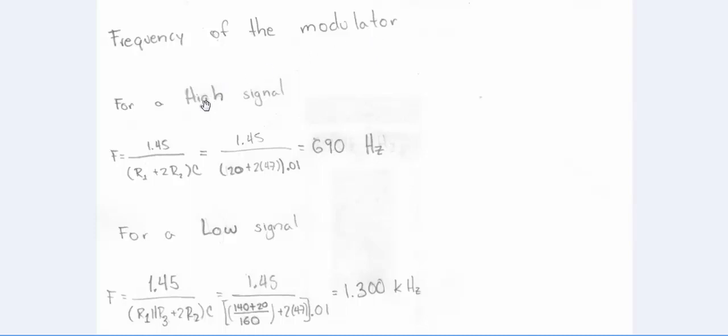The first case is when the signal is high. When it's high, it represents a seismo, so an alert that we are going to send to the application. The formula for this case is 1 over 0.45 over R1 plus 2 times R2, this times the capacitance.